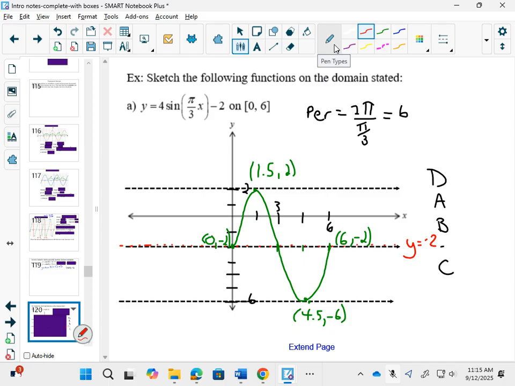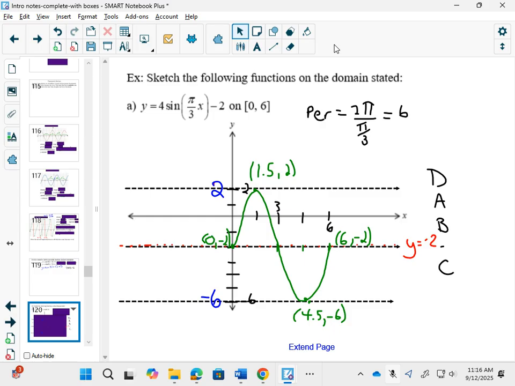Next, I would use my amplitude, which happens to be 4, to label a maximum value. I'll do this in blue. My maximum value is at 2. My minimum value is at minus 6. That would be the next thing that I would just label. So your vertical shift will move your sinusoidal axis, and then your amplitude will tell you how high and how low you go from there, so you can find your maximum and minimum easily.